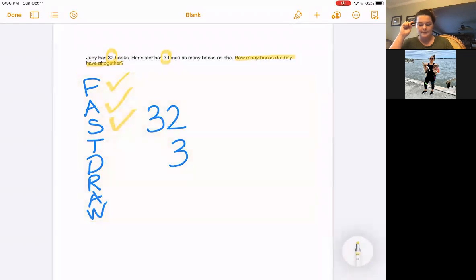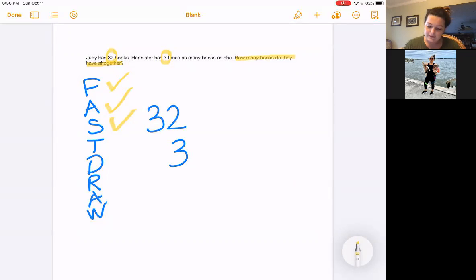T. T stood for tie down the sign. So I have to see, what was my sign? Am I adding, subtracting, multiplying, or dividing? I don't know. Don't say that. You got this. Okay, let me look back at my question.